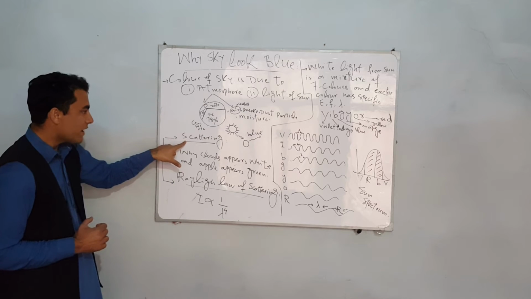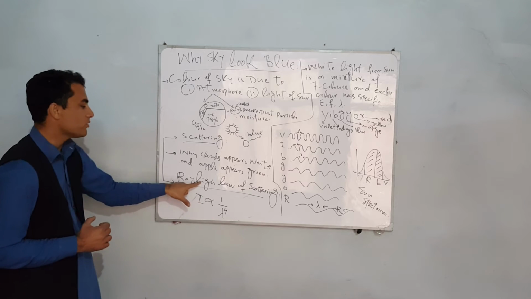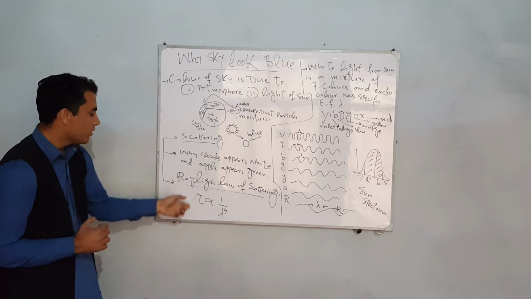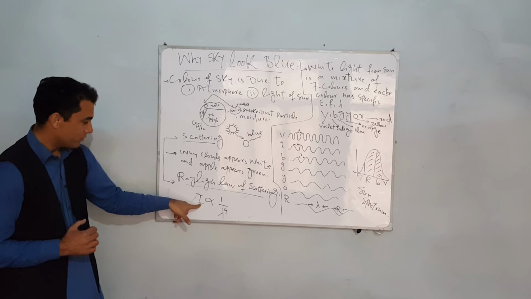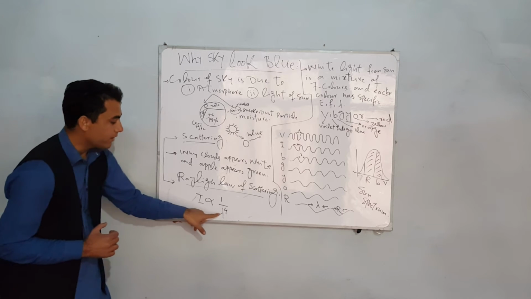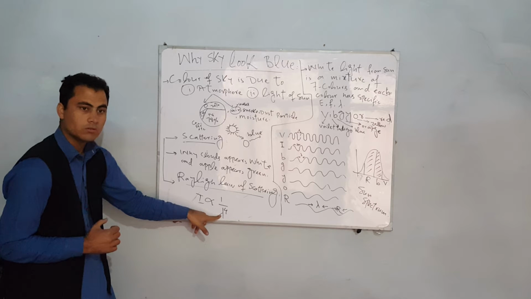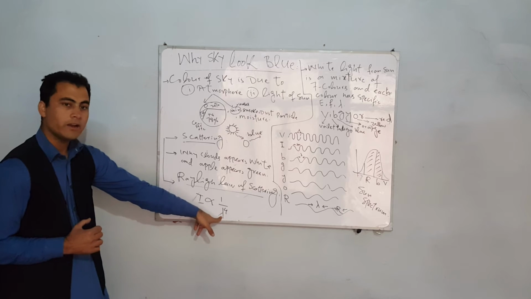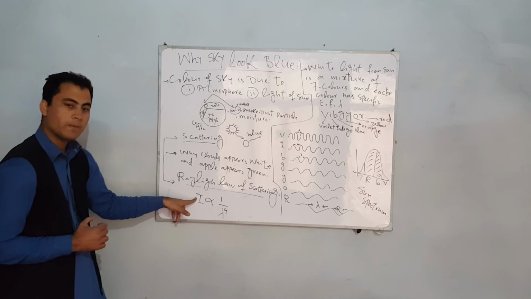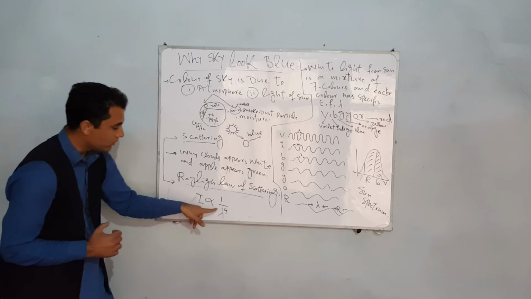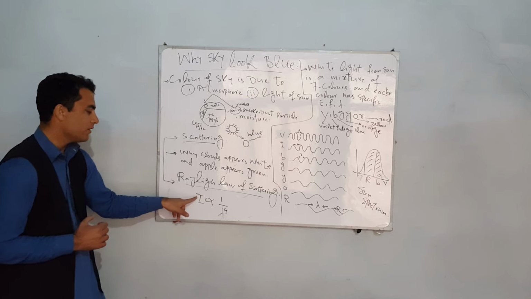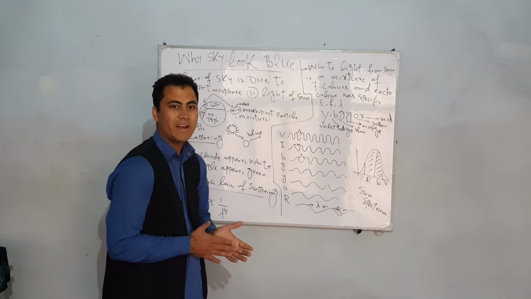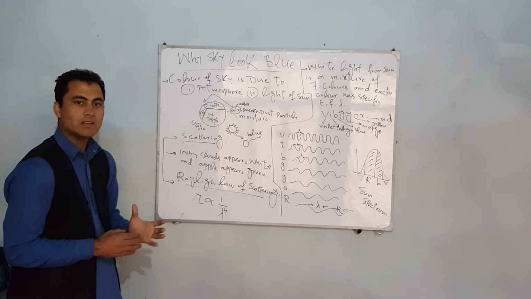But for the scattering, there is an important law which is known as Rayleigh law of scattering. Rayleigh law suggests that the intensity of the scattered light is inversely proportional to the fourth power of the wavelength. It means that for longer wavelength light, intensity will be smaller during scattering, and shorter wavelength light intensity will be greater. It means that more energetic light will be scattered more, and less energetic light will be scattered less.